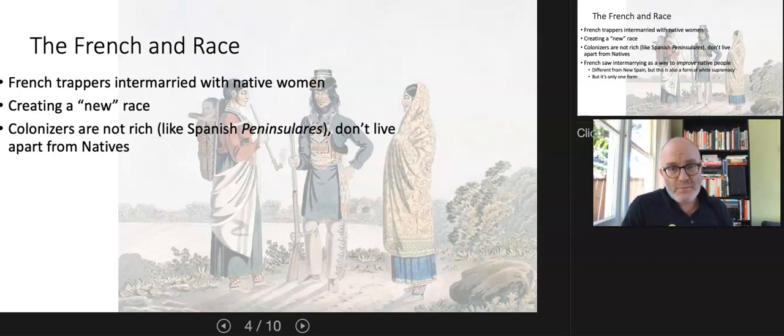They're not rich, so the Peninsulares who go to New Spain just want to make some money and get back to Spain. This is not the case in New France. People are not rich. They stay there for a long time. As I said, they intermarry.